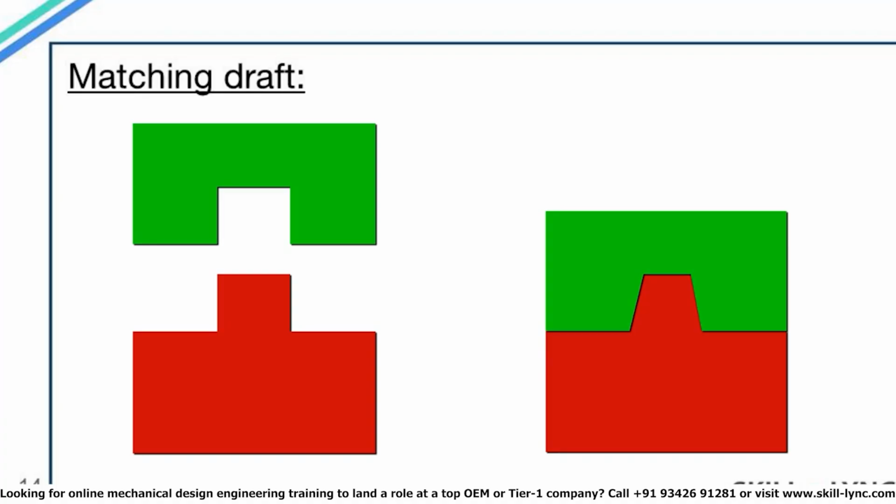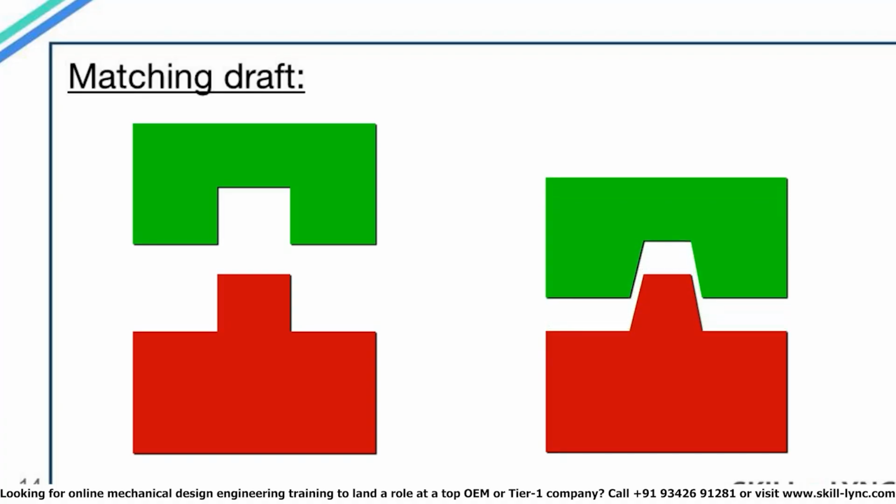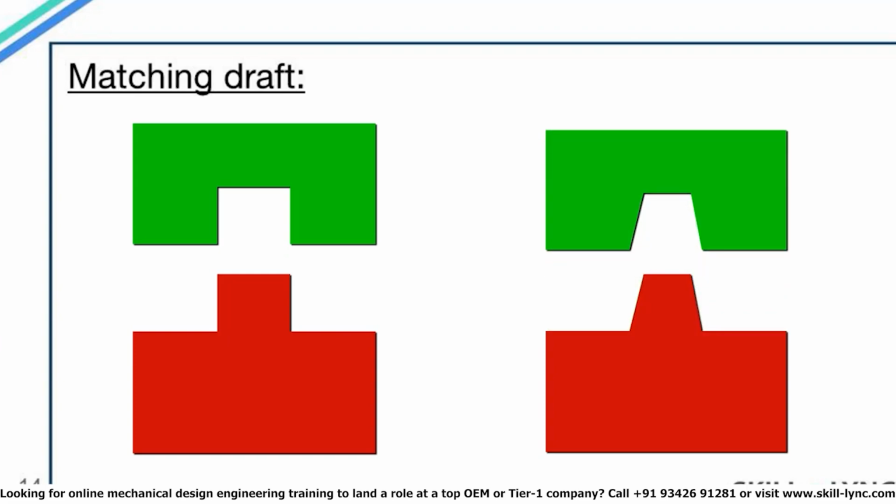But in the right case, since the cut is inclined, there won't be any rubbing of the core blocks. When the core block moves downwards, it will immediately get separated from the cavity block. Now, this concept is similar to the concept of drafts for plastic parts that I had explained previously. But here we are talking about the steel mold blocks and not the plastic part.